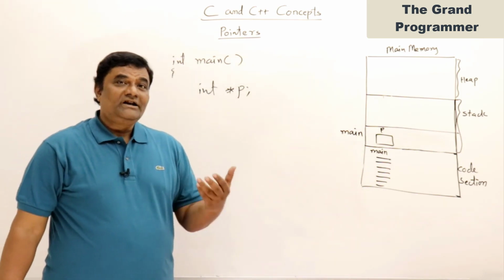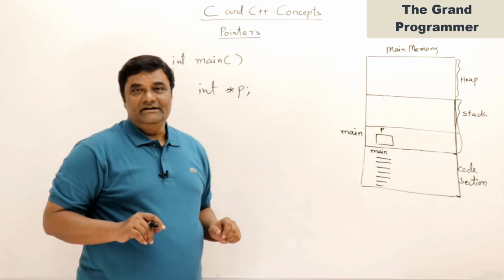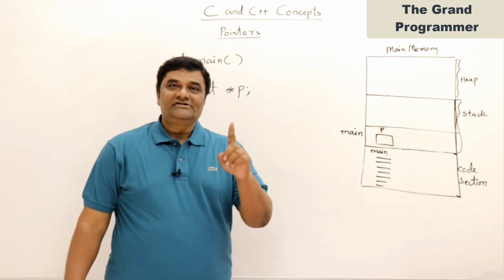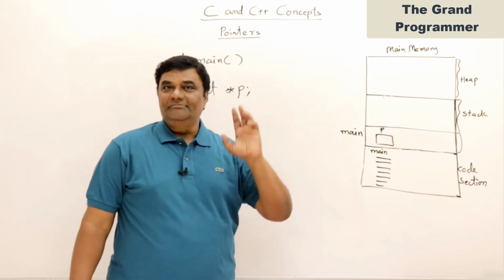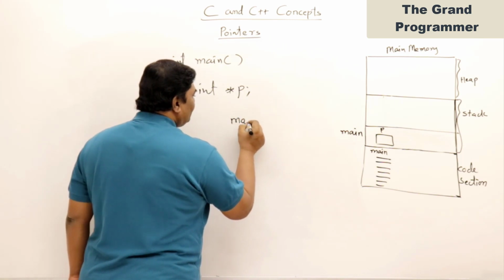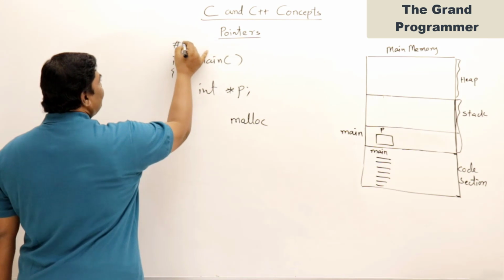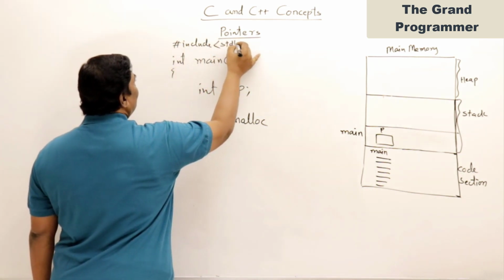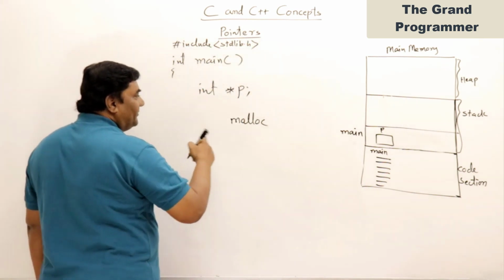Now, I want to allocate memory in heap. I want to create an array of size 5 in heap. So how to get memory in heap? In C language, the function name is malloc. When you write malloc, then only you will get the memory in heap. So here I will write the malloc function. For this, I have to include a library, that is #include stdlib.h. Now I can use this function malloc.